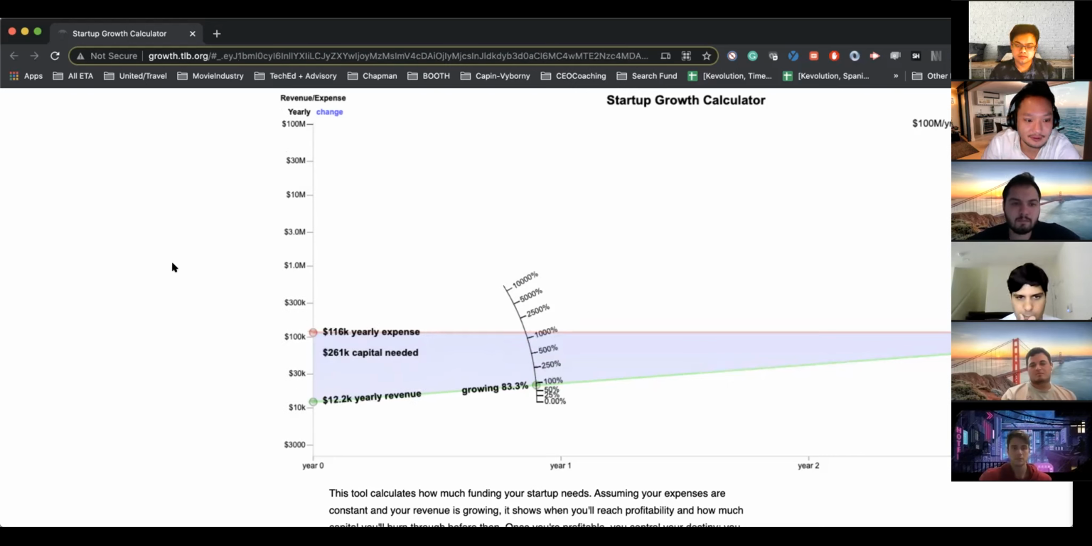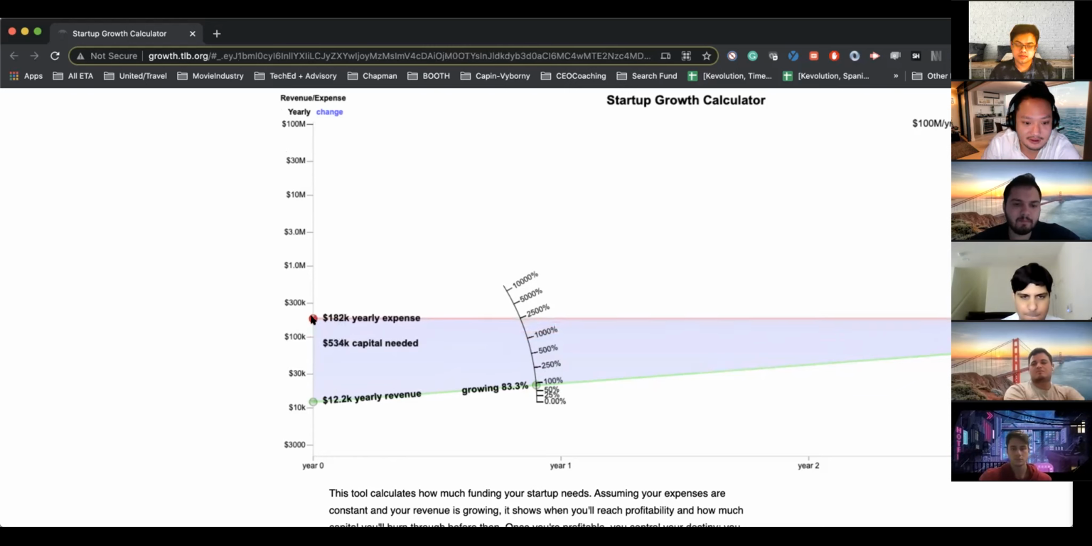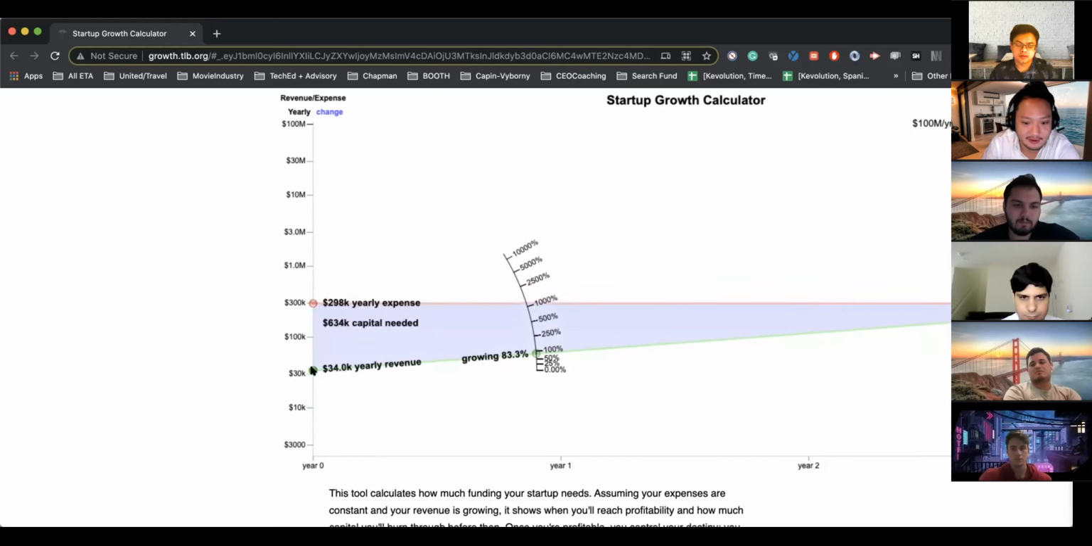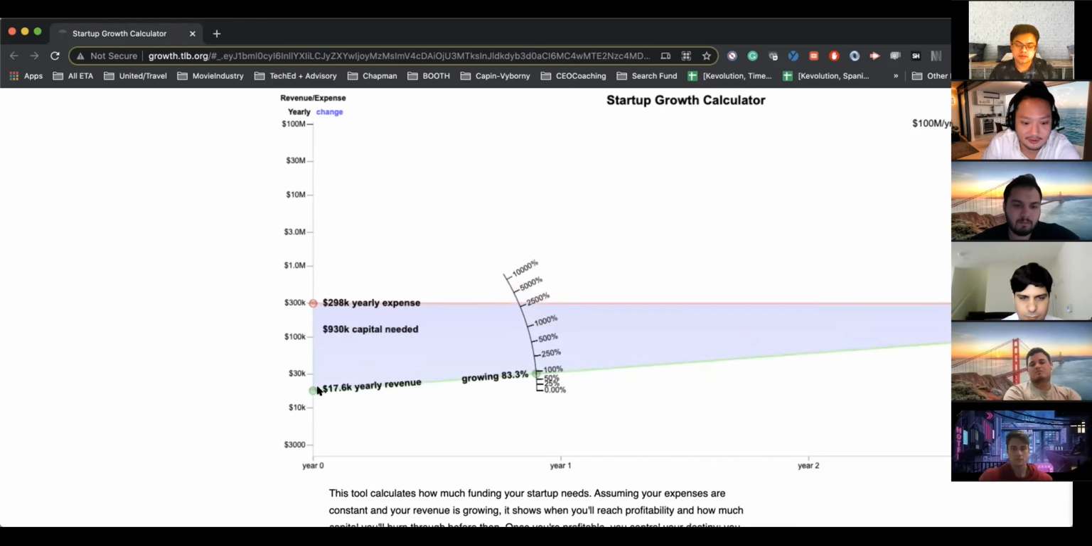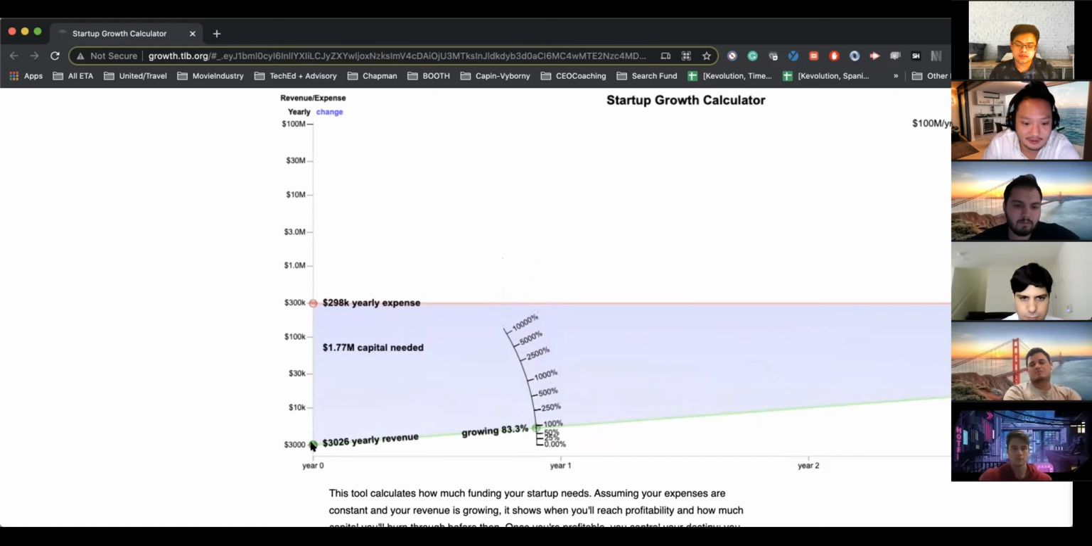Yearly, here we go. And let's put some bigger numbers here, like a yearly expense of 300K. And then your initial revenue is, let's say, like you're really bad. And then 25. Ooh, I don't even.